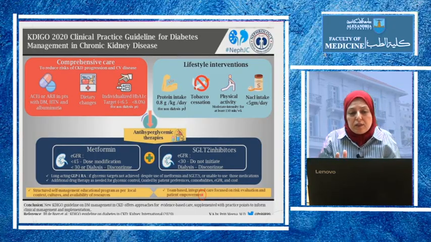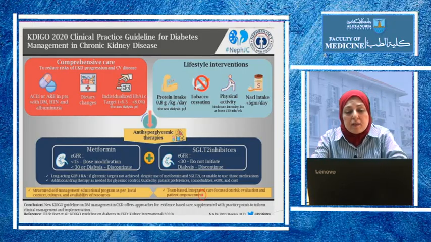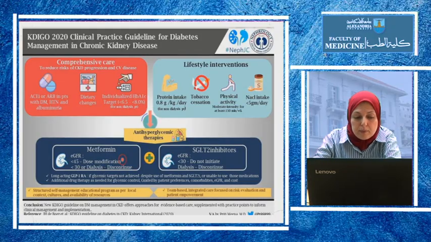In diabetes, there are also the joint guidelines between the ADA, the American Diabetes Association, and the KDIGO, and they said also that comprehensive care and lifestyle intervention, and the optimal antihyperglycemic therapies in patients with type 2 diabetes are metformin plus SGLT2 inhibitors. But with metformin, we lower the dose to half, to maximally 1,000 milligram if the GFR is below 40, and we stop it if the patient's GFR is below 30 and start other treatments.